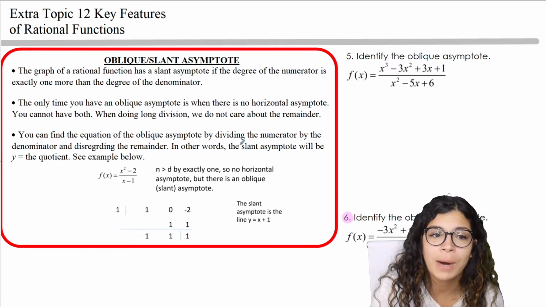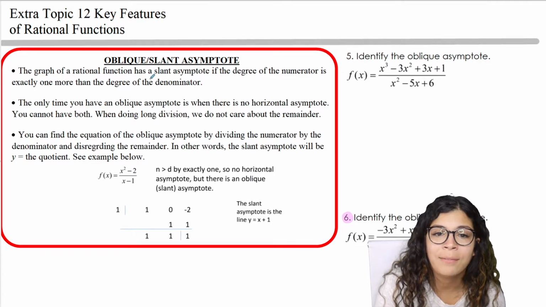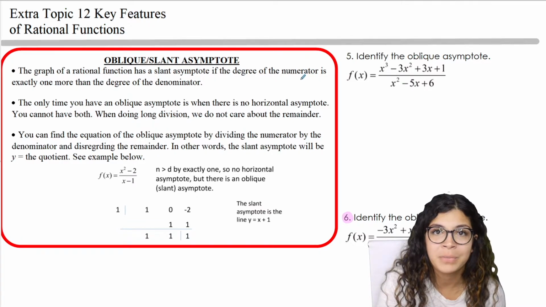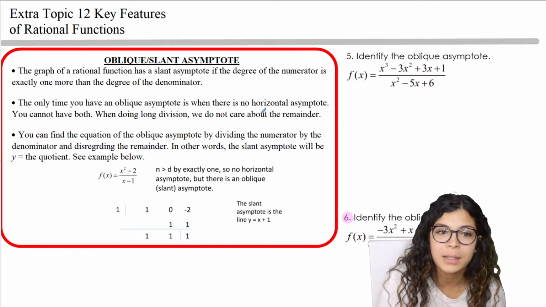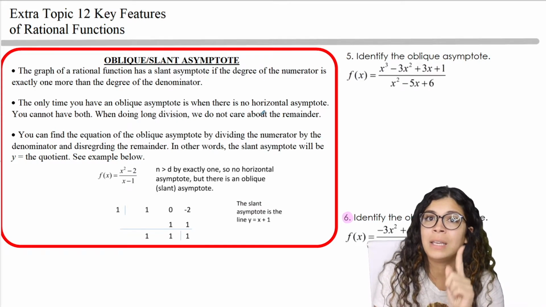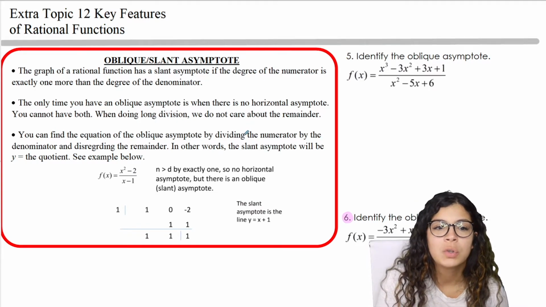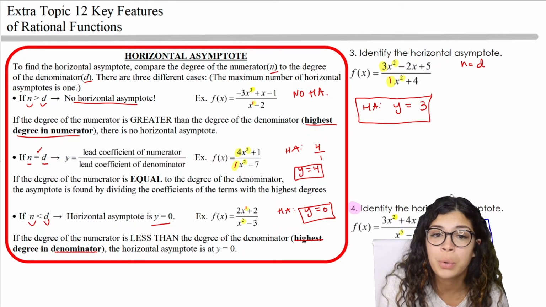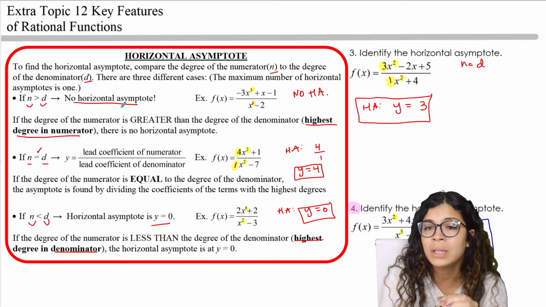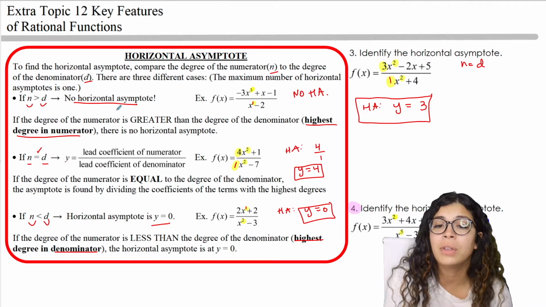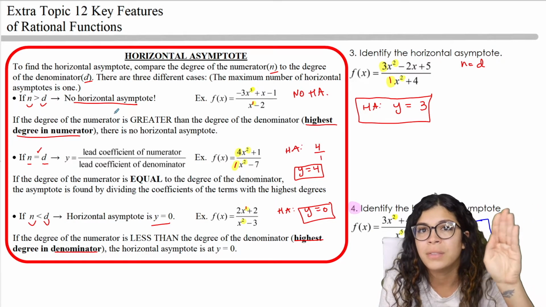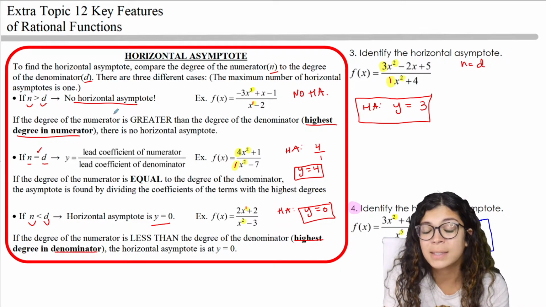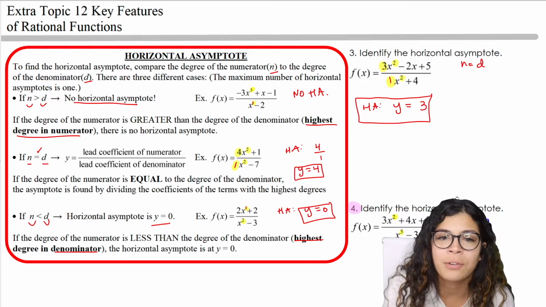Now the graph of a rational function will have a slant if the degree of the numerator is bigger than the degree of the denominator, but by exactly 1, okay? So notice that that means that there is no horizontal asymptote, because you only have an oblique if the degree of the numerator is bigger than the denominator by 1. Now specifically by 1, but it is bigger. So you cannot ever have both.